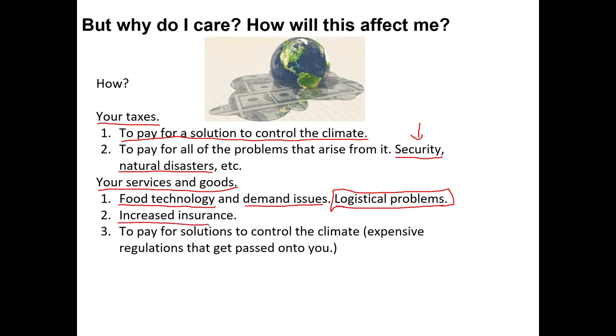You'll pay increased insurance. Like I mentioned, homeowners insurance rates are going to go up around here because of the increased likelihood of tornadoes. The more tornadoes that happen in this area, the more your insurance is going to go up. You're going to pay for it.